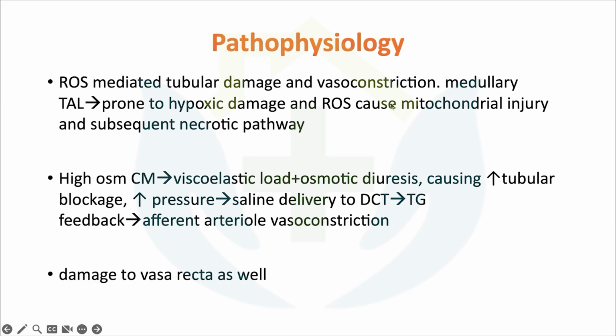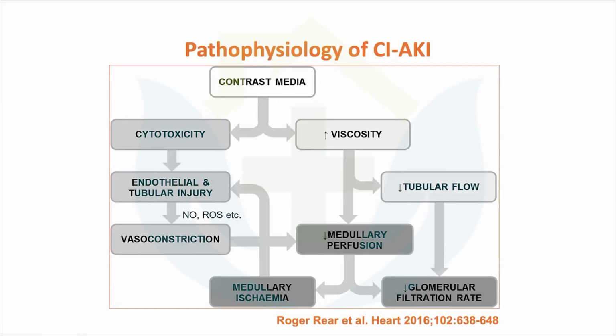Now coming to the pathophysiology. Historically we have been using hyperosmolar iodinated contrast media, and their osmolarity used to range somewhere between 1500 to 1800 milliosmoles per kg, which is almost 7 to 8 times higher than that of the human plasma. Because of the higher osmolarity, it was highly viscous, and it has cytotoxic properties. So it causes damage of the tubular endothelial cells, and also it produces a lot of reactive oxygen species.